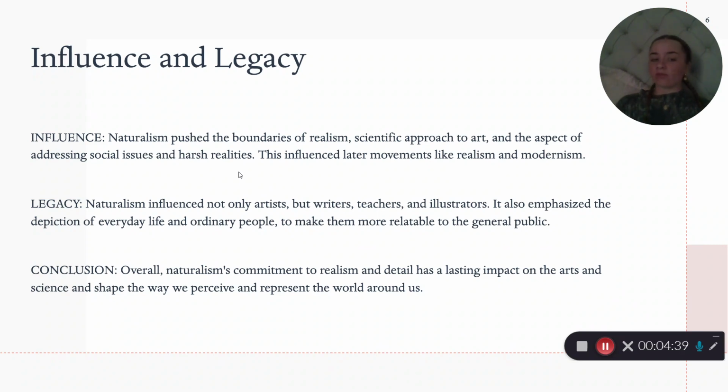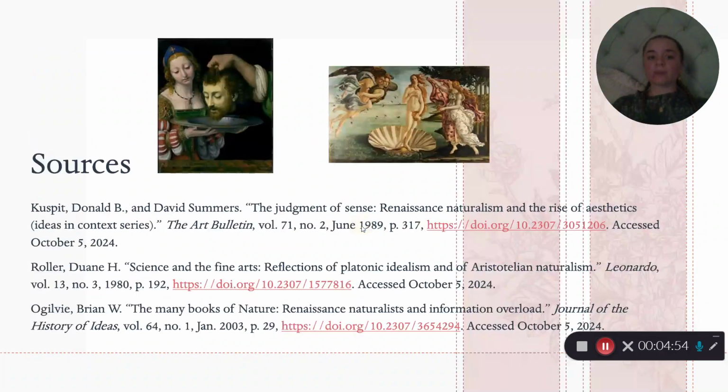And then finally, my conclusion is that overall naturalism's commitment to realism and detail has a lasting impact on the arts and science and shapes the way we perceive and represent the world around us.